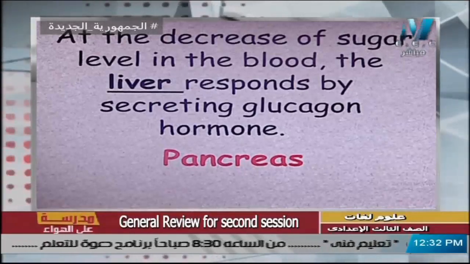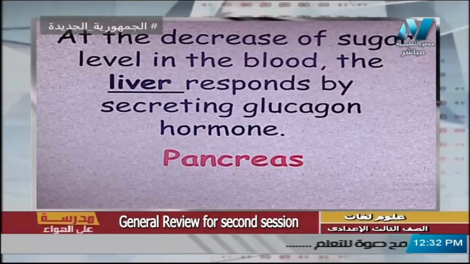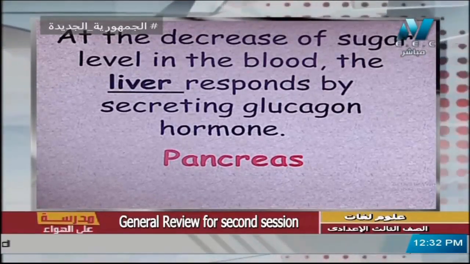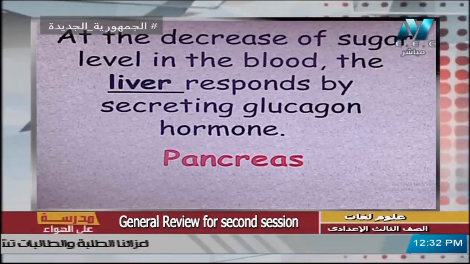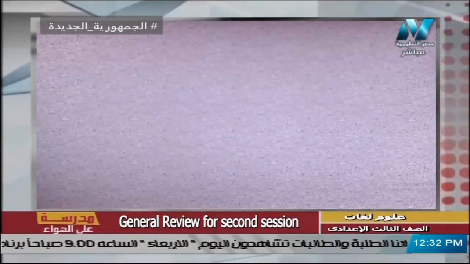طب السؤال الثاني هنا بيقول لي at the decrease of sugar level in the blood the liver responds by secreting glucagon hormone. Sure it will be pancreas. Pancreas not liver.